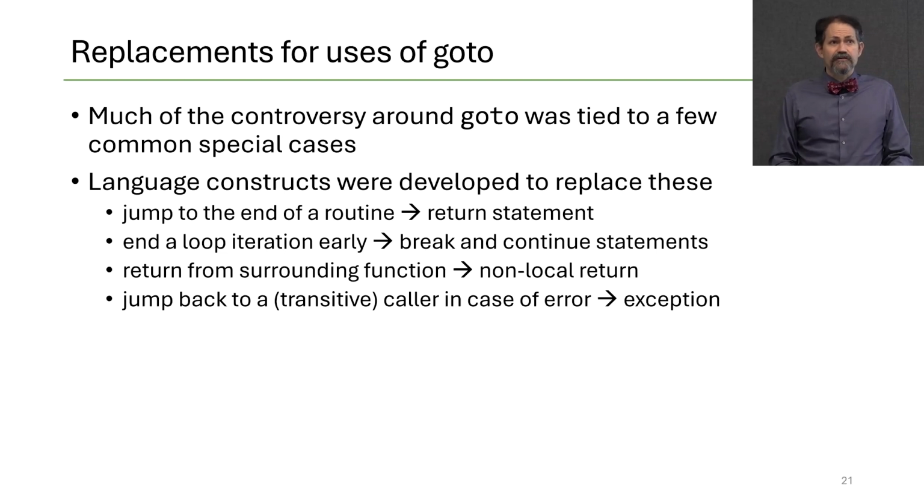Goto can be used to end a loop iteration early. But now, we use break if we want to exit the loop, and continue if we want to go to the next iteration of the loop. Sometimes goto could be used to return from not just the function we're at right now, but the surrounding function. However, non-local returns, as provided in, for example, Smalltalk, can do the same thing. Finally, gotos could be used to jump back to a transitive caller in the case of error, but exceptions provide that facility in most modern languages.